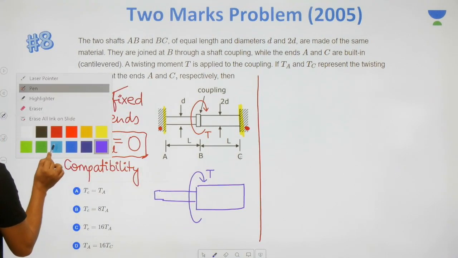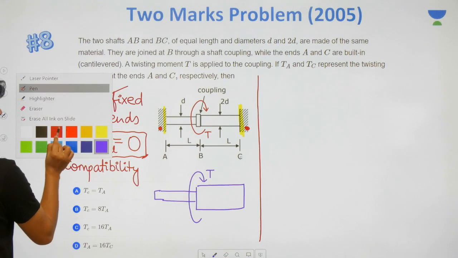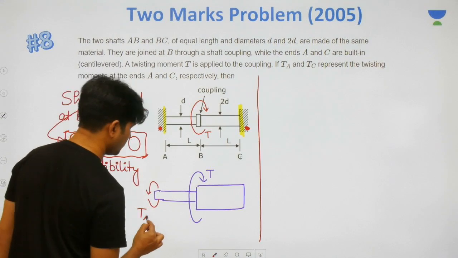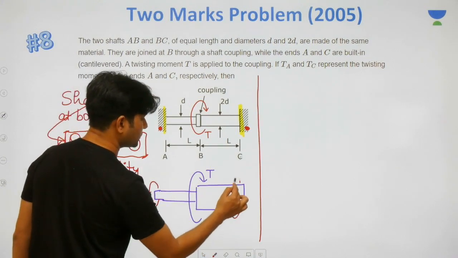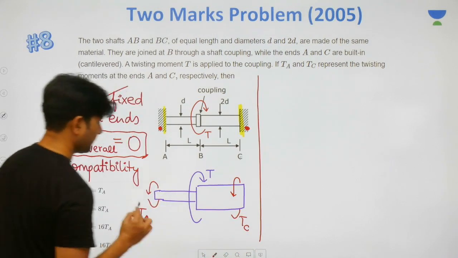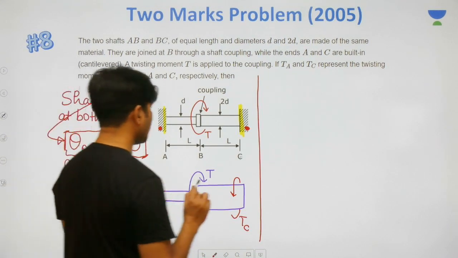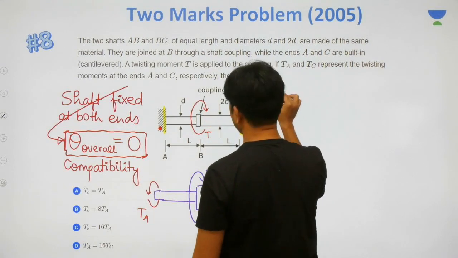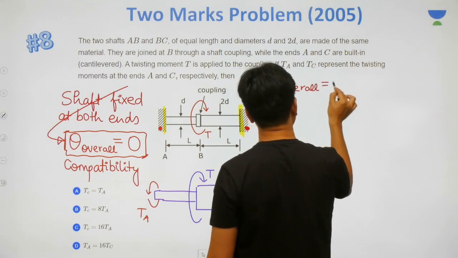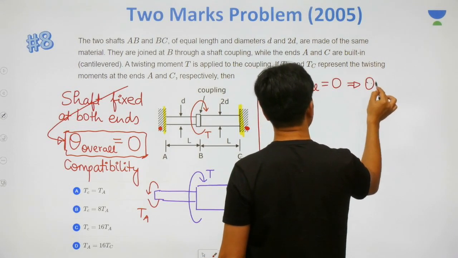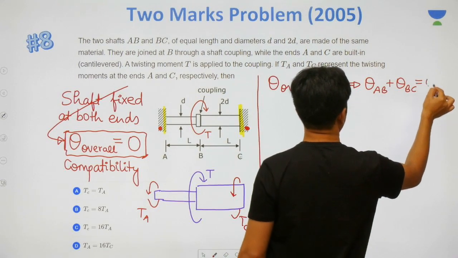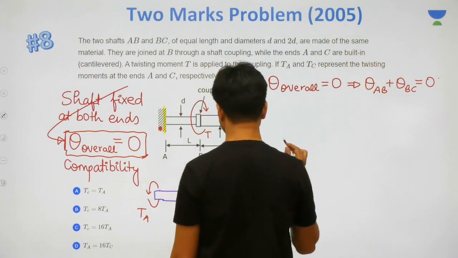Naturally, that twisting moment will be resisted here. Let's say this resistance is TA, and let's say this resistance is TC. Then you can write theta overall is equal to zero, which is the compatibility condition, and then theta overall can be broken into theta AB plus theta BC. Theta AB plus theta BC is equal to zero.